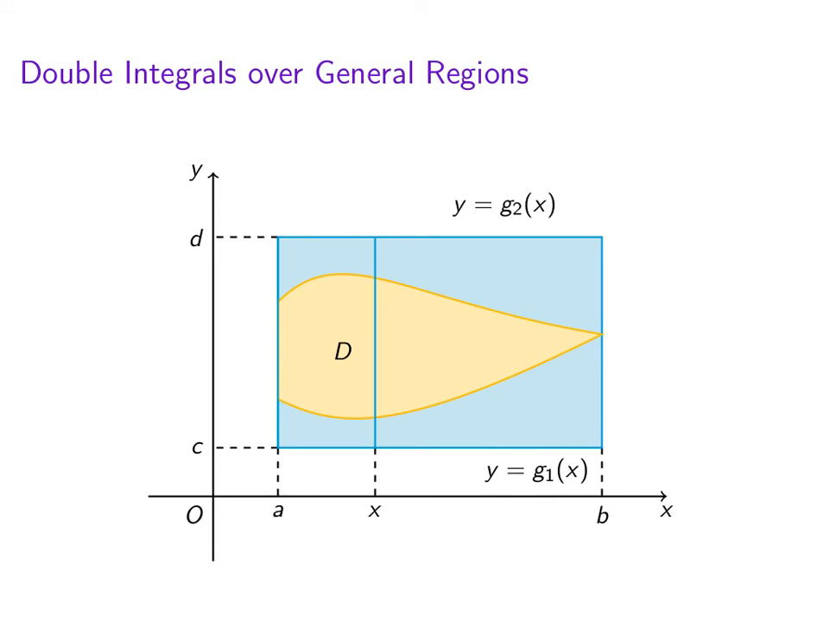This is the picture that illustrates what's going on when evaluating a double integral over a type 1 region. D is the region of integration. y equals g2 of x is the upper bounding curve, that's this right here, and y equals g1 of x is the lower bounding curve, that's this right here. The blue rectangle is the rectangle that we're enclosing this region inside of.